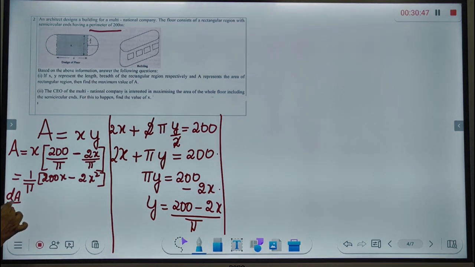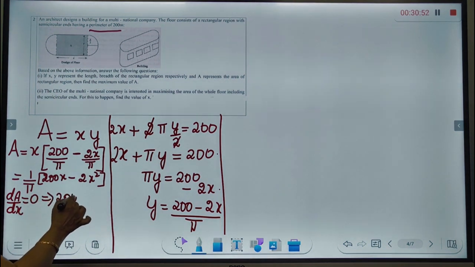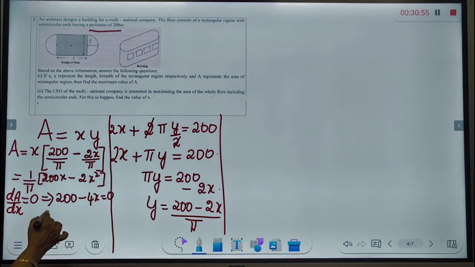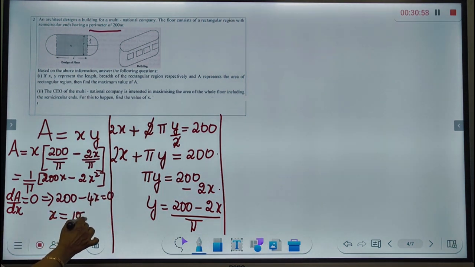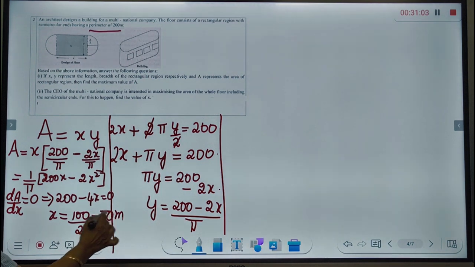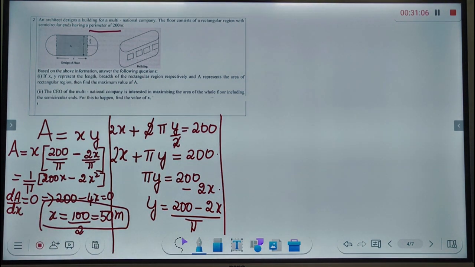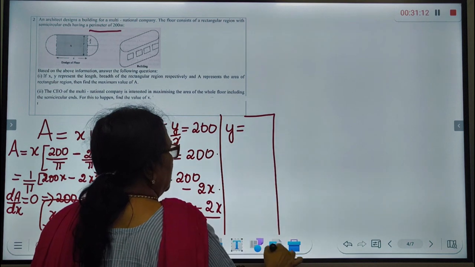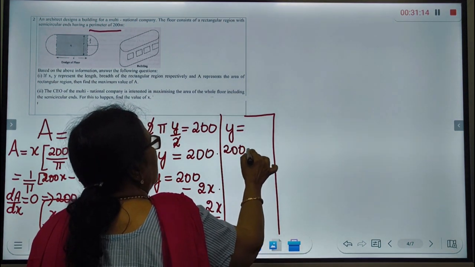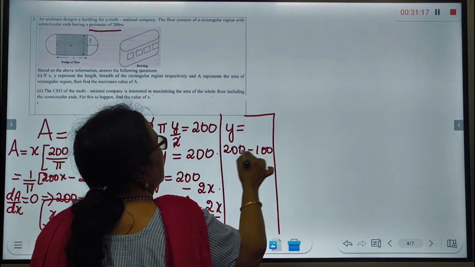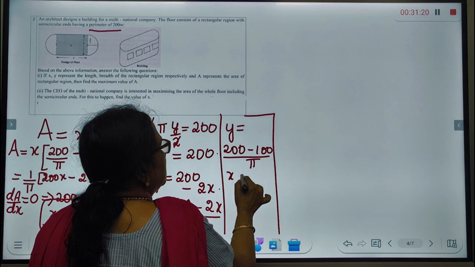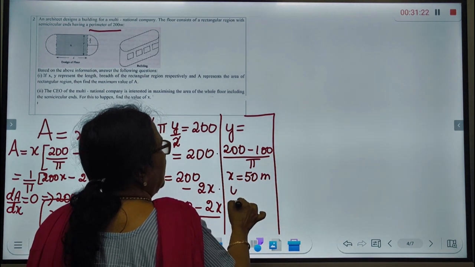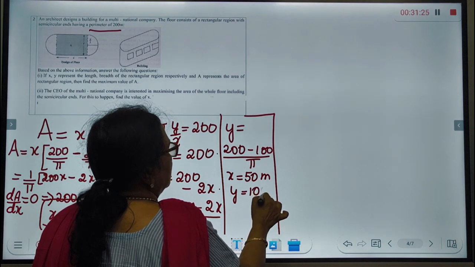dA by dx, it's a function of x, equated to 0 will give you 200 minus 4x equal to 0. Therefore, x is 200 by 4, which is 50 meters. So, x is 50 meters. When x is 50, what is y? y will be (200 minus 2 into 50) by pi, which is 100 by pi. So, x is 50 meters, y is 100 by pi meters.